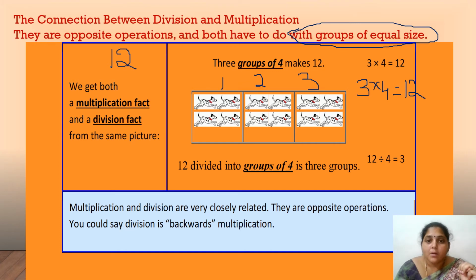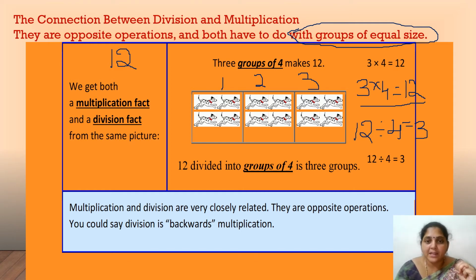Now, what we have done here is a multiplication fact. Now we have to do the division fact of the groups. How many dogs are there in total here? We have 12. And in each box, how many dogs are there? 4 dogs. So that should be divided by 4. Now, how many groups will you get here? You will get 3 groups. This is the relation between multiplication and division.